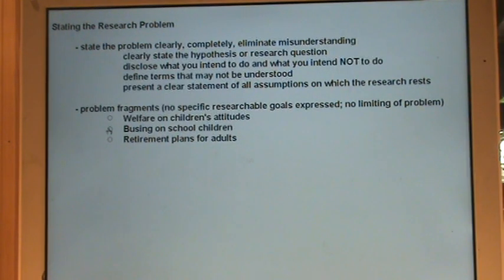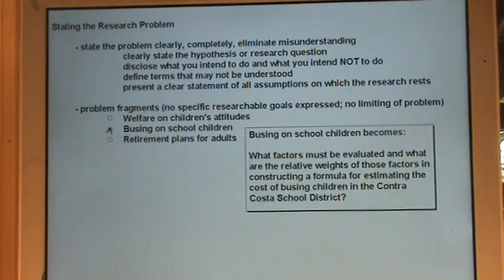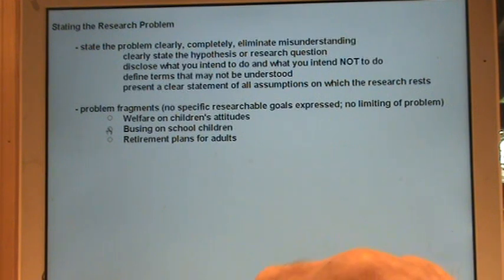The effects of busing on school children, well, that's way too vague. We might state something like what factors must be evaluated and what are the relative weights of those factors in constructing a formula for estimating the cost of busing children in Contra Costa School District. That's a much clearer statement, much more researchable. So we want to then get rid of fragments. We want our questions and problems to be researchable and very clearly stated.